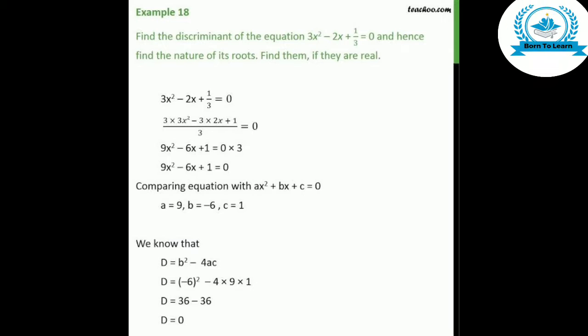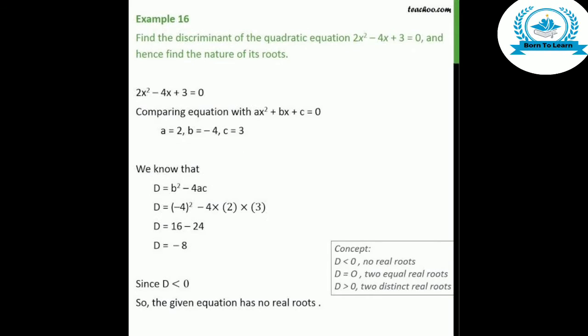Now we compare this equation with ax square plus bx plus c equal to 0. We get the values a equal to 9, b equal to minus 6, c equal to 1. We know that discriminant equal to b square minus 4ac. Discriminant equal to minus 6 whole square minus 4 into a equal to 9 into c equal to 1. D equal to 6 square, 36, minus 4 into 9 into 1, equal to 36. D equal to 36 minus 36. D equal to 0.